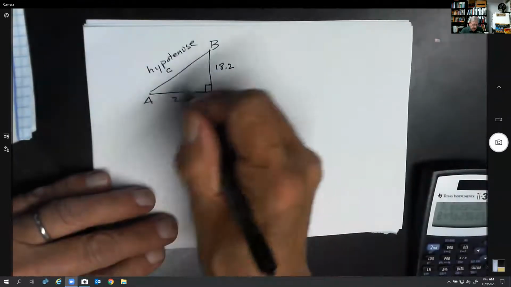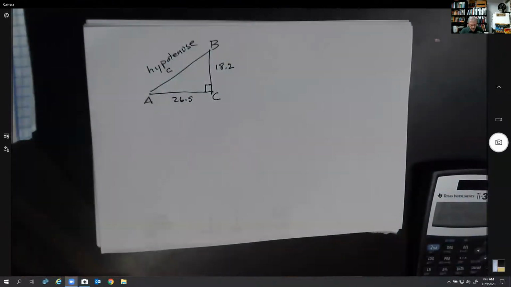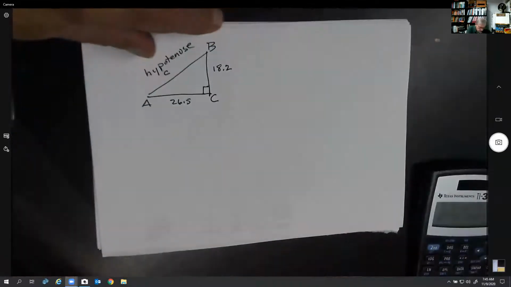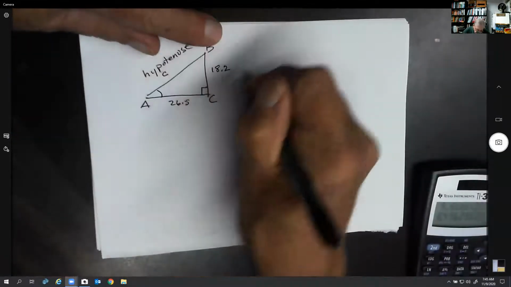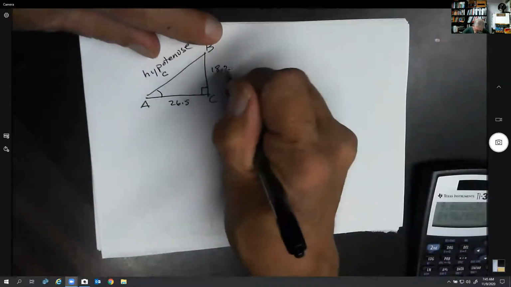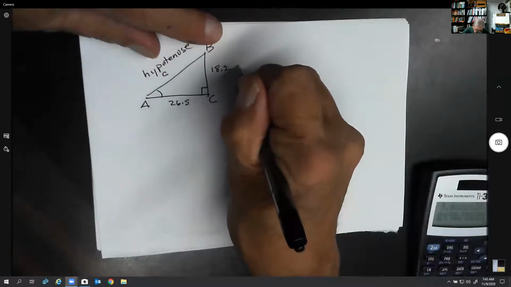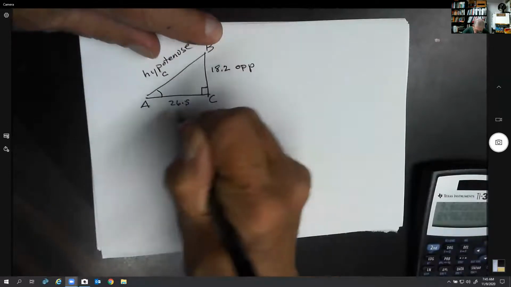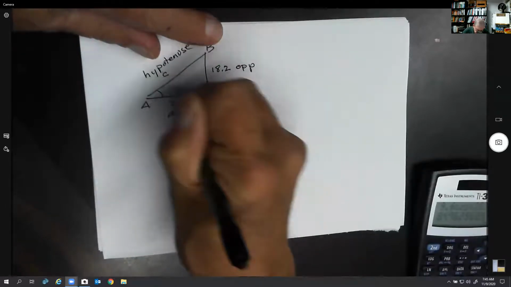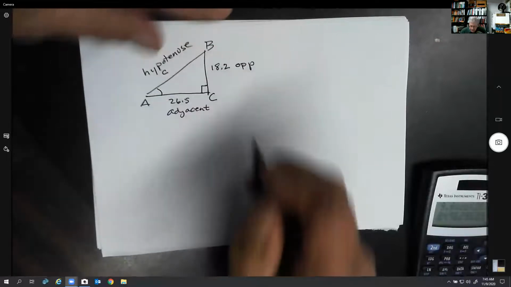Now, in this one, we can't really subtract from 90 because we don't know either of the angles. We know all the sides, or most of the sides, but we don't know side C. We don't know this angle here. So I need a relationship that involves, let's work with A first. I'm trying to find this angle A. I need a relationship that involves the opposite and the adjacent. If I'm looking at A, this is the opposite, this is the adjacent.